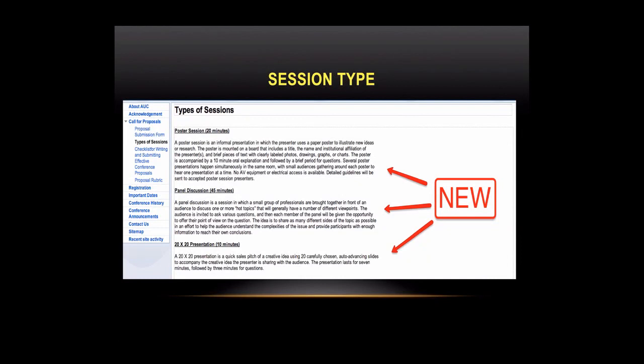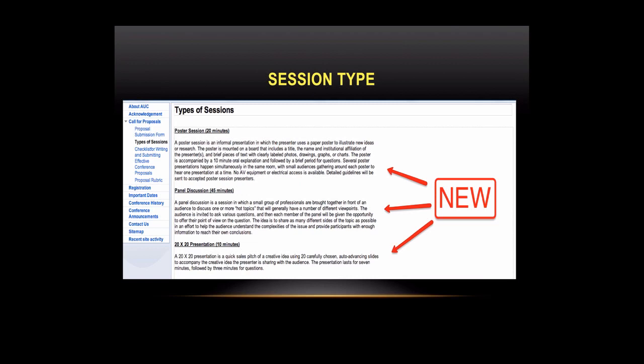So the descriptions for each session type can be found under Call for Proposals, Types of Sessions. The first three I'm going to go over now are new to the conference this year. The first one is a poster session, which is basically an informal presentation. The presenter uses a paper poster to illustrate new ideas or research. So you have a combination of both images and text, graphs, charts. The poster is accompanied by a 10-minute oral explanation and followed by a brief period of questions.